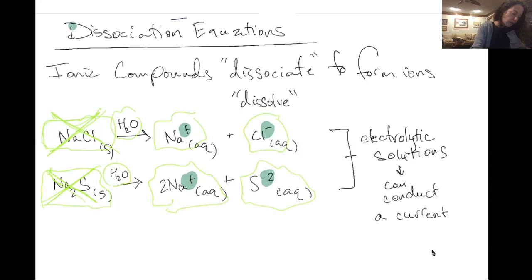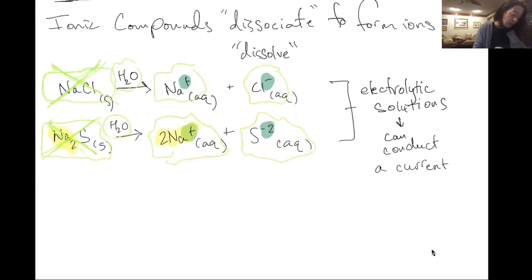It is utterly important that you balance these equations, such that there are 2 sodiums here and 2 sodium ions over here. Okay, that's how ionic compounds dissociate.